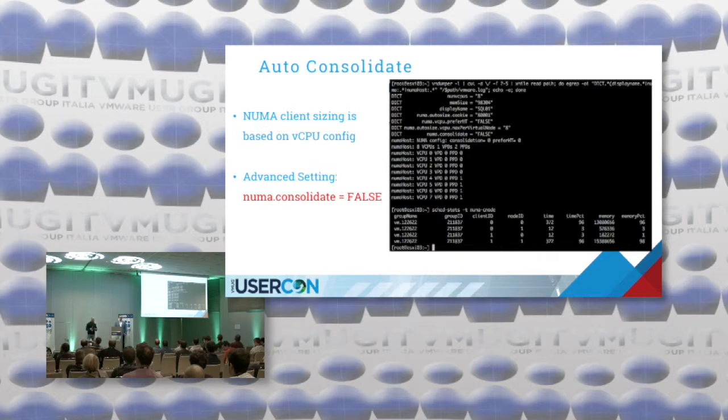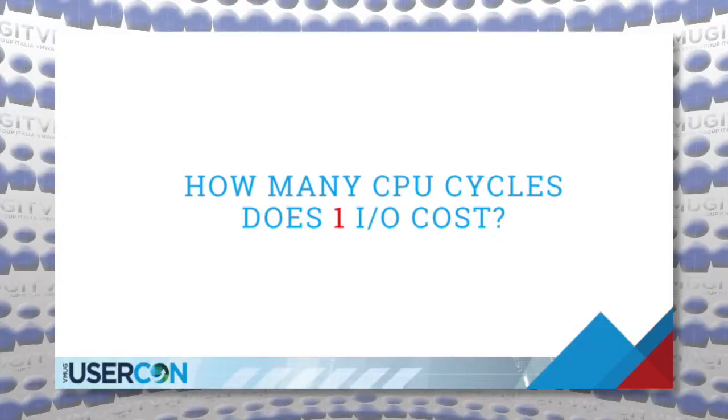Now that's a lot of information about CPU and about memory, but we also want to talk about storage, right? So I know it's a long day already, but this is just a question. So shout out if you have an idea. How many CPU cycles does it actually cost to do actually one I/O in the kernel? Any idea?